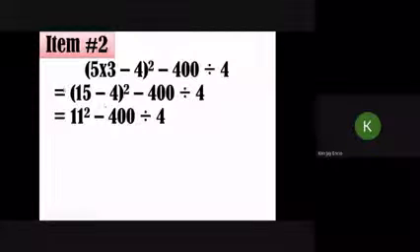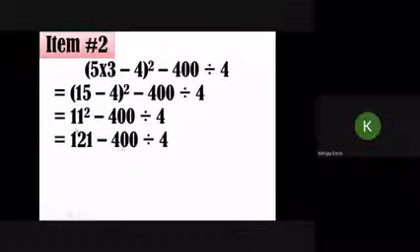Next, we have E, which is exponent. Do we have one? Yes. In fact, you see this 2 here, and this expression is read as 11 squared. If you square a number, you are actually multiplying a number to itself. So the common error of many is 11 times 2, but no. This means 11 times 11, which is 121. And I just copy the rest, minus 400 divided by 4.